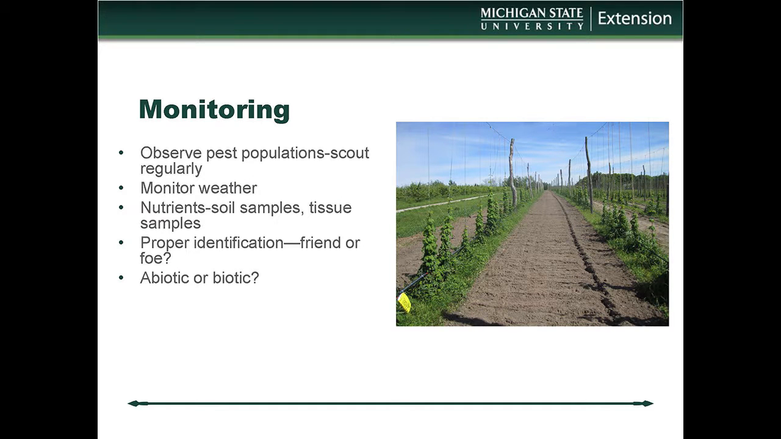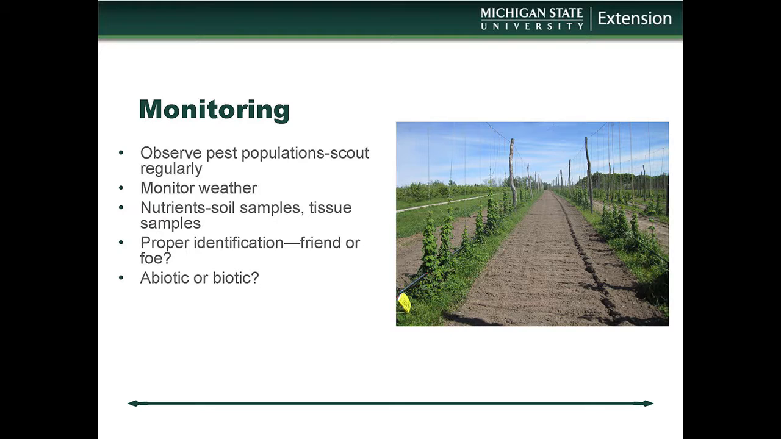Monitoring is another critical tenet. So observing pest populations or scouting regularly, and we'll talk about scouting in a few minutes here. Monitoring the weather is really important. That can tell us when we could expect potato leafhopper to arrive. If we've got some rainstorms or thunderstorms that are originating down by the Gulf states, that can give us an indication that leafhopper will be showing up soon. Nutrient and soil sampling, that's a form of monitoring, making sure that the plants are getting what they need.